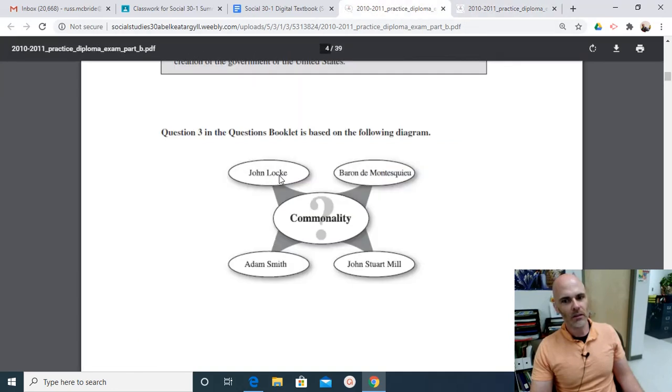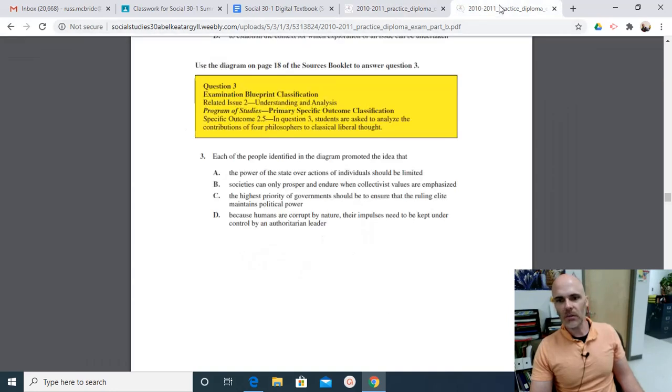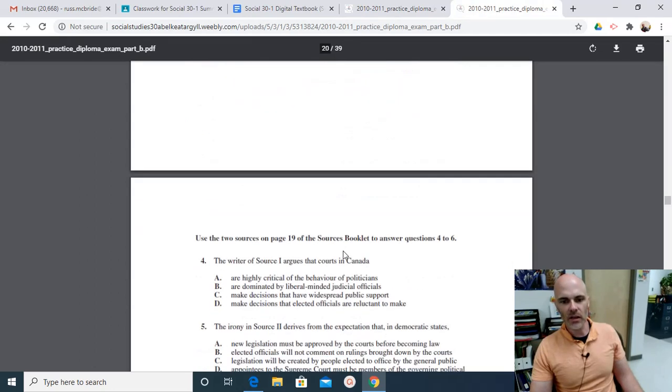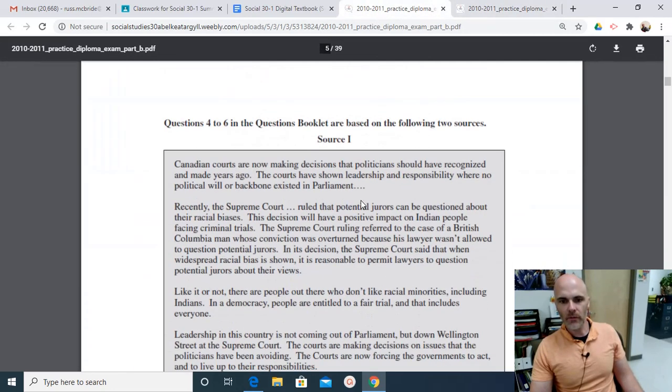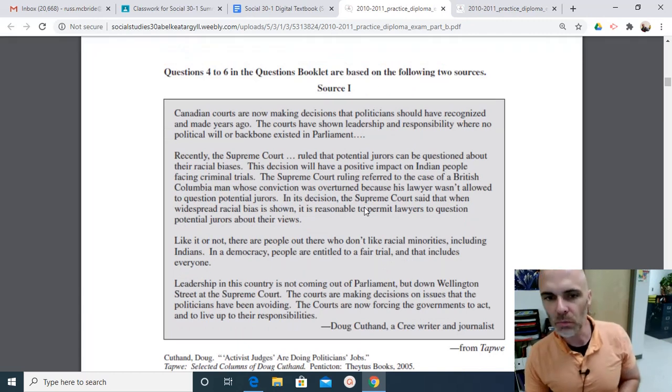Am I wrong? Locke's an individualist. Smith is an economic individualist. Our freedom should be absolute unless they harm others. Montesquieu, checks and balances, power of the individual to hold some authority over government, keep government in check. Yeah, I mean, that seems pretty clear. Number 4 to 6. Here's another one that we can do with political.